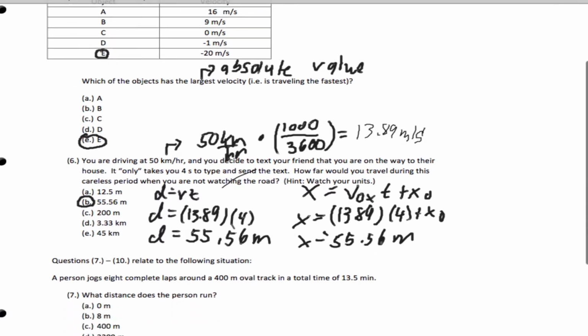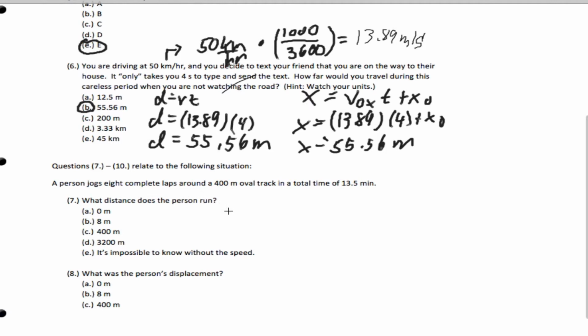All right. Now, question number 7. A jogger completes 8 laps around a 400-meter oval track in a total time of 13.5 minutes. We want to know the distance the person runs. Well, 8 laps times 400 meters. Distance is the total path covered. So that's going to be 400 times 8, which ends up being 3,200 meters, which is choice D.